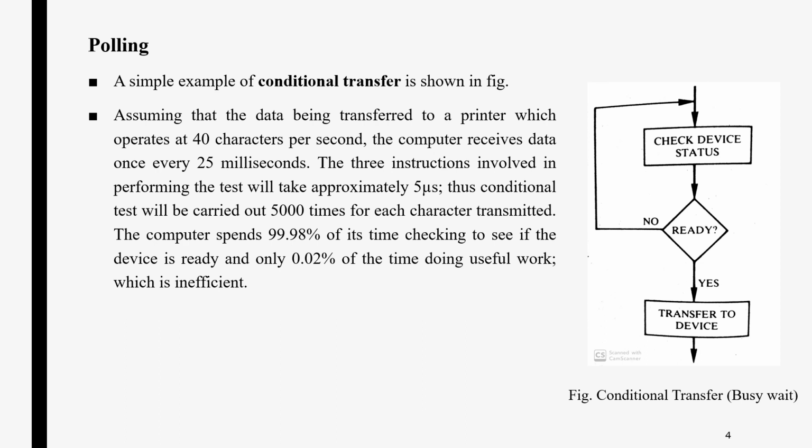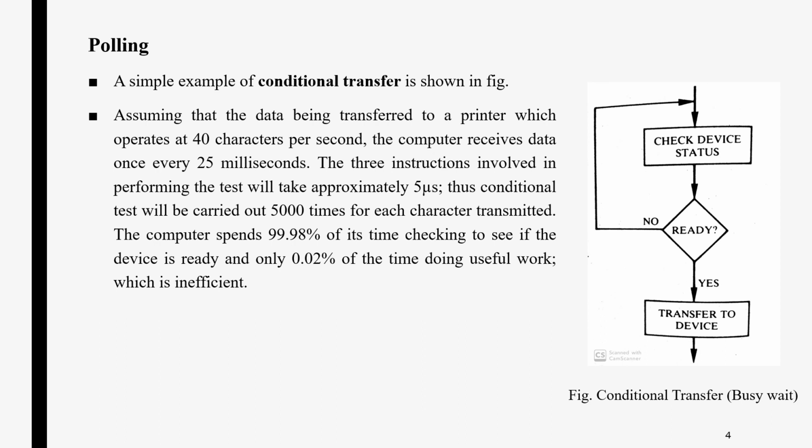In the polling concept, a simple example of conditional transfer is shown in the figure. Here in the flow chart, it checks the device status, whether it is ready or not. If it is ready, transfer the data to the device, or otherwise again it will check. In this, many of the times it performs only the checking of whether the device is ready or not, and only a small number of times does it perform the data transfer.